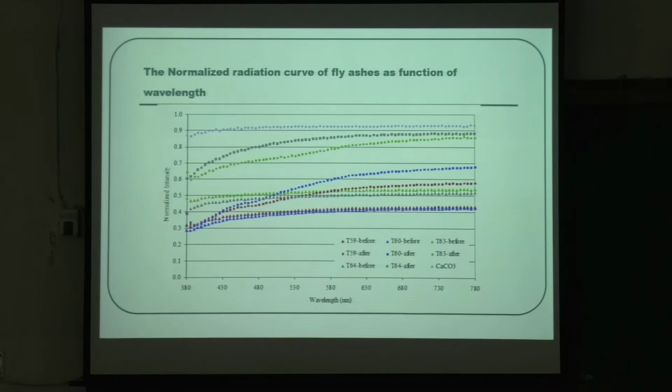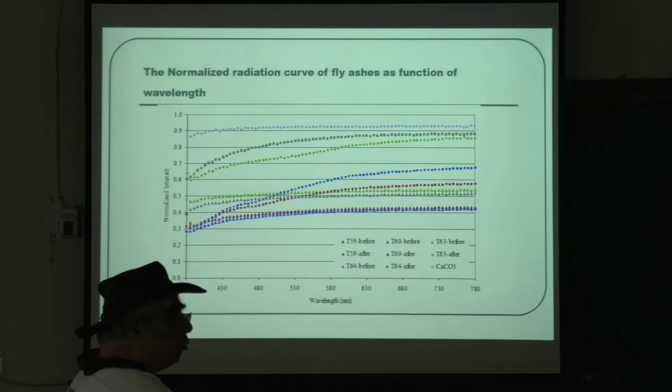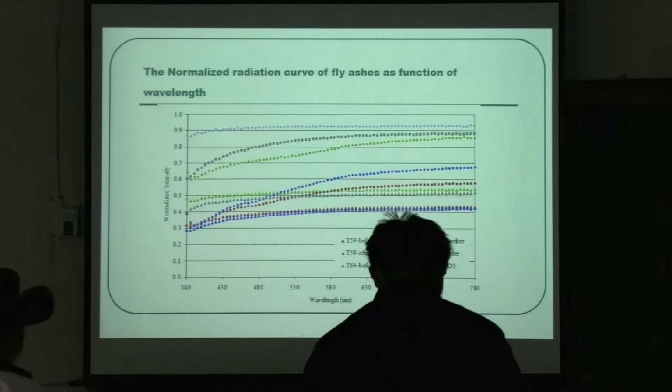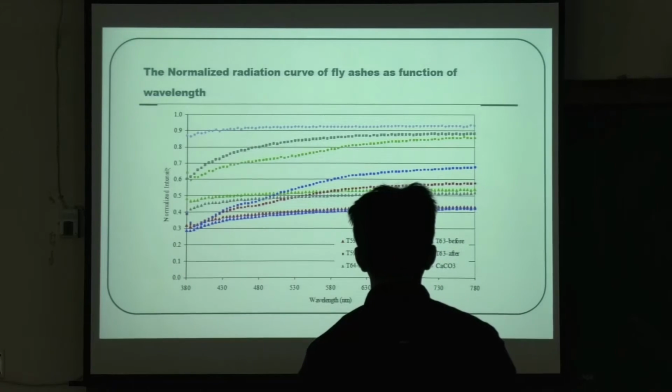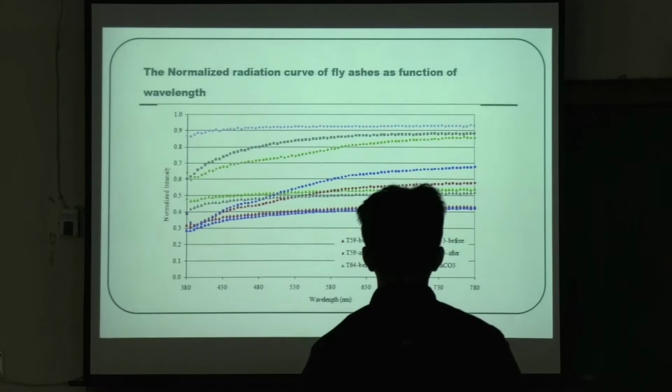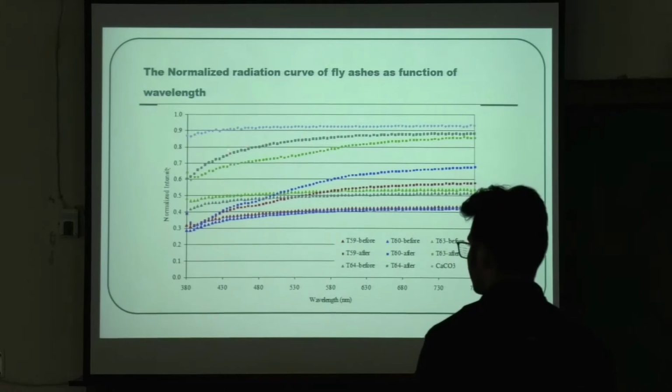Which of the graphs is closest to the calcium carbonate? Can some of you come here and show me using this? Second person, yes? On the graphs, which graph is closest to the whiteness of calcium carbonate? Which one is the calcium carbonate? On the top. And which one is just below that? So what is that one? T64 after.